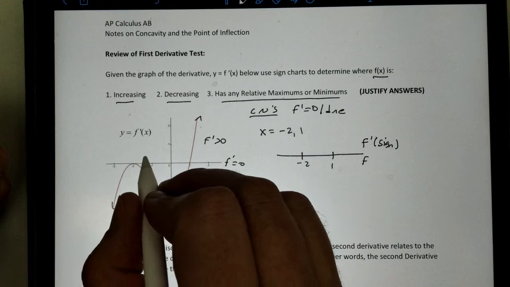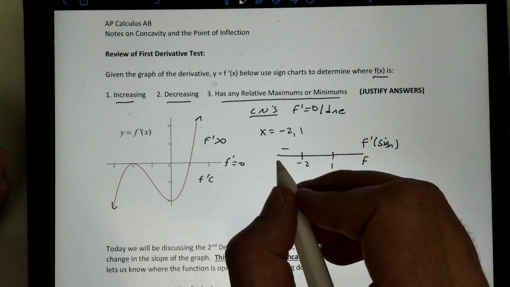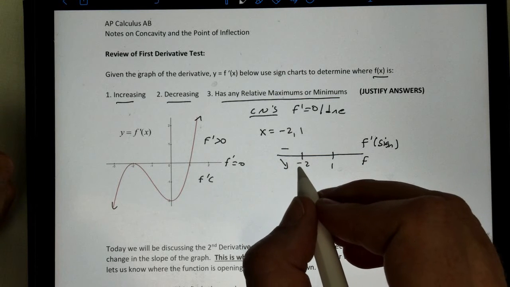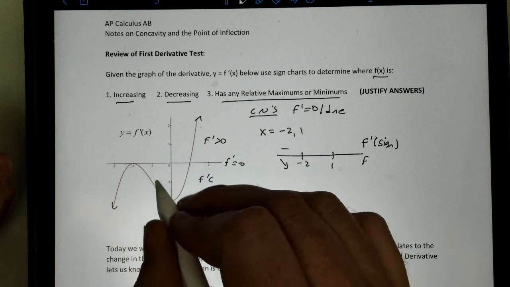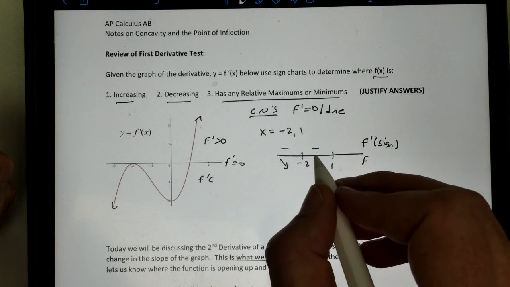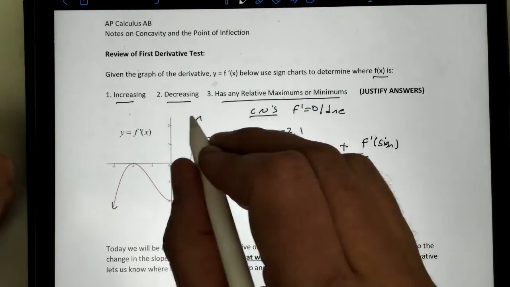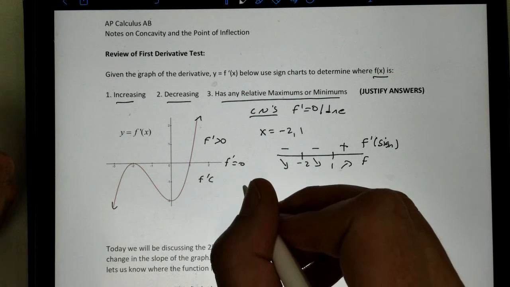Since before -2 we're below the x-axis, we know the slopes of the function are negative, which means that our function here is going to be decreasing. Between -2 and 1, same thing. We're still below the x-axis, so it's going to be negative, so it's still going to be decreasing. And after 1, of course, is positive because we're above the x-axis and our function here is increasing. And now we can answer everything.